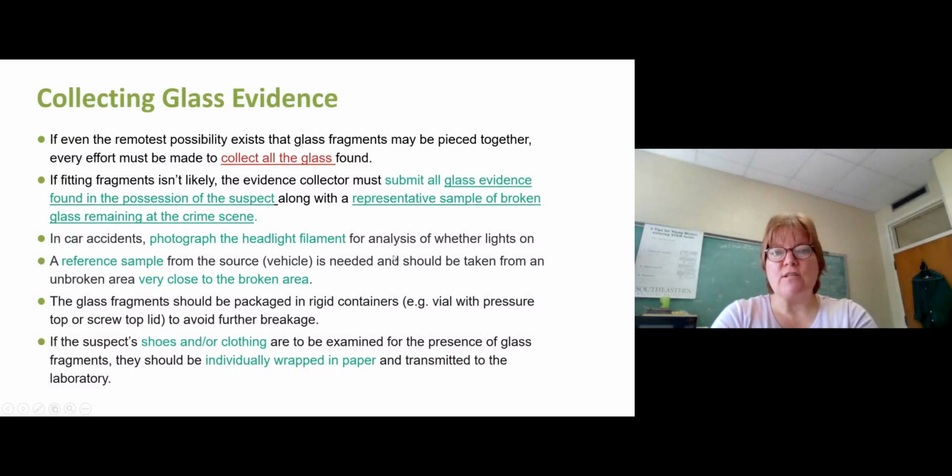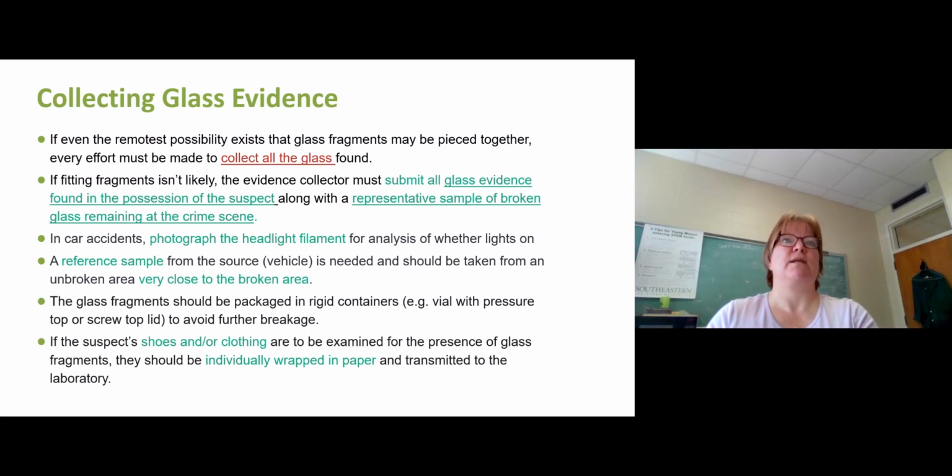So when we collect our glass evidence, we do need to be thinking about that. Remember, we're always going for individual. If there's even the remotest possibility that I can collect all the glass fragments, so I might be able to piece them together, I want to make sure I'm collecting them all. I will make every effort to collect all the glass. If it's just not going to be likely, there's too much damage and crushing of glass, and I don't think I'm going to be able to fit fragments, then I want to submit the glass evidence found in possession of the suspect with a representative sample of the broken glass.